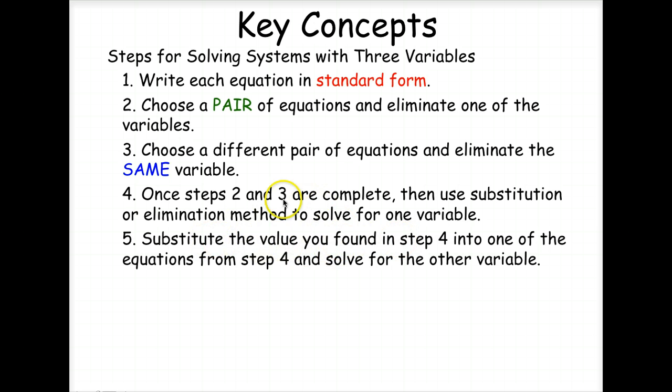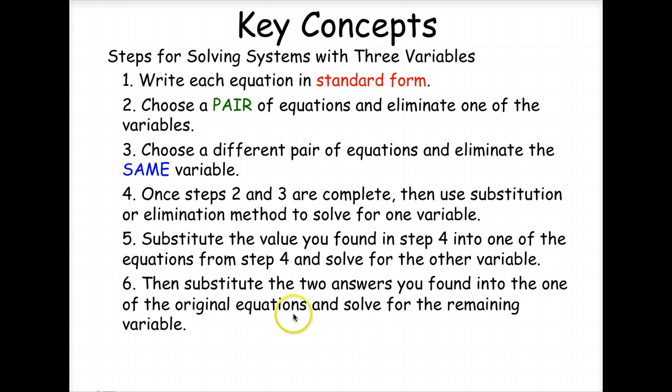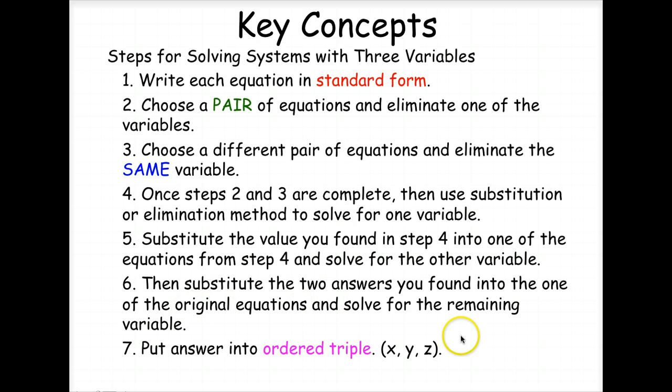Then you're going to substitute the value you found in step 4 into one of the equations that you used in step 4 and solve for the third variable. Then substitute the two answers you found into one of the original equations and solve for the remaining variable. So let's see what that looks like. Then you put your answer as an ordered triple.